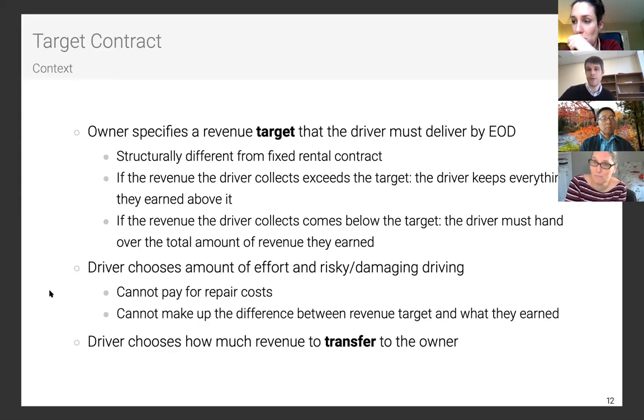If the revenue the driver collects exceeds the target, the driver is the residual claimant. So they keep everything above that target and they're supposed to give the full amount of the target to the owner. However, if the revenue the driver collects comes in below the target, the driver is supposed to transfer everything they earn to the owner.